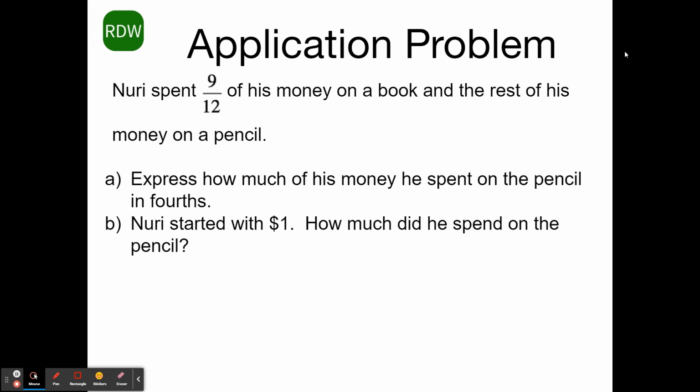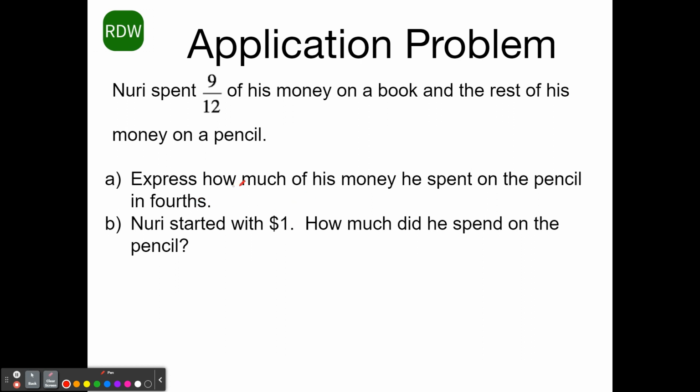So here we have our application problem. Nuri spent 9/12 of his money on a book and the rest of his money on a pencil. Express how much of his money he spent on the pencil in fourths. Nuri started with $1. How much did he spend on the pencil? So if we look at this question, we can see that in part A, we have to express how much of his money he spent on the pencil in fourths.